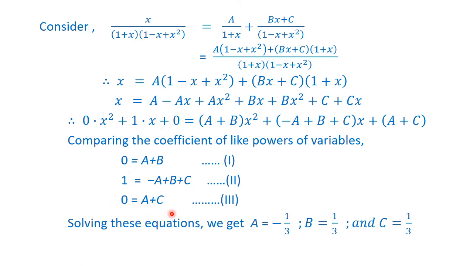a plus c. Now if we solve these equations for a, b and c, from this equation we have a is equal to minus b, and here a plus c is equal to 0. So if we substitute these values in one another and solve, we have a is equal to minus 1 by 3, b is equal to 1 by 3 and c is equal to 1 by 3.